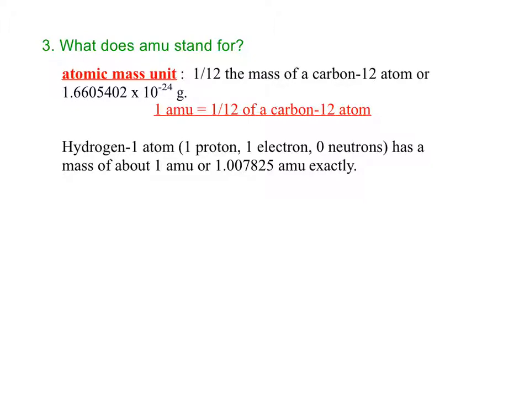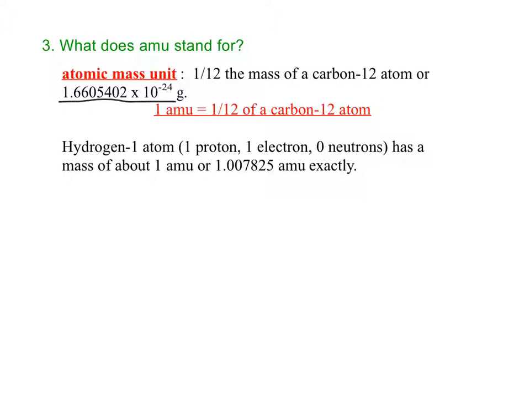But back when we first needed the scales, they didn't have that technology. So don't memorize the fact that the atomic mass unit is that mass. Don't worry about that. Just understand that an AMU is 1/12 of a carbon-12 atom. That's why it's in red.